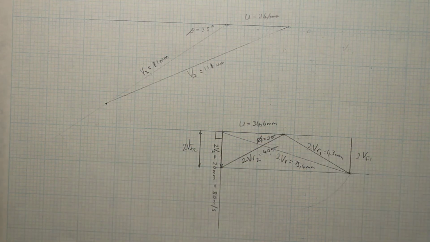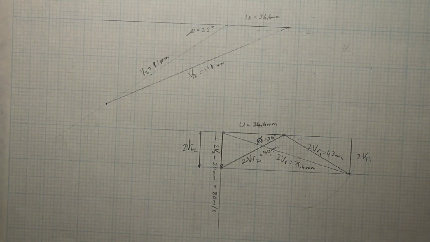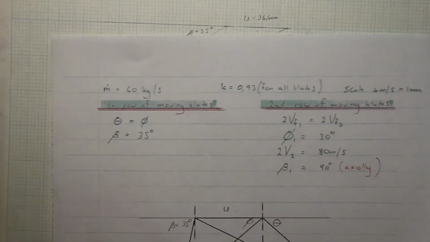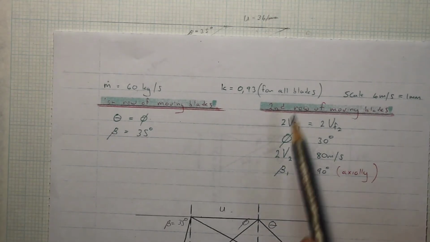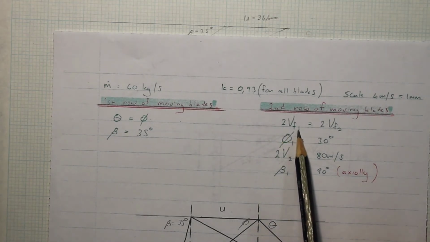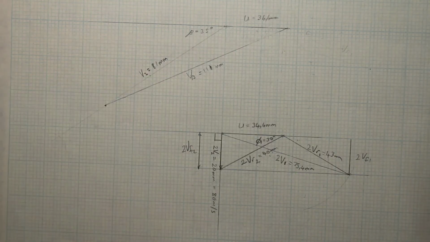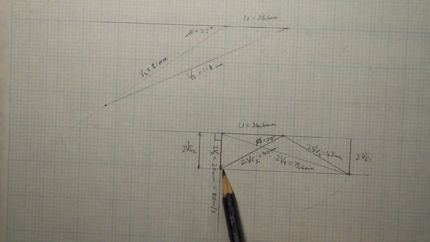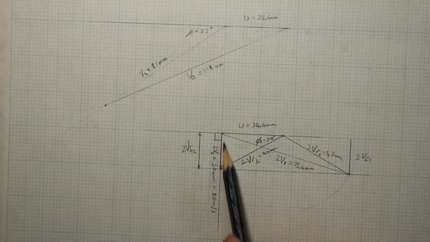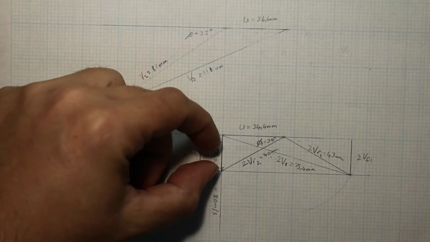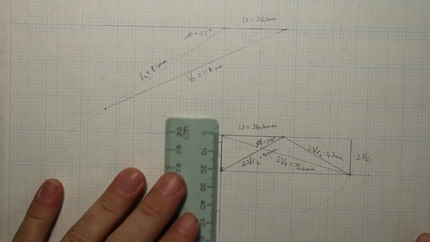See, I don't know that angle. So now what I do is they gave us a hint in the question. They said in the second row of moving blades, VF1, the velocity of flow, VF1 equals VF2. And we know what VF2 is because the flow is axial. So it means that V2 also equals VF2. So we know what that is, and that's 20 millimeters.